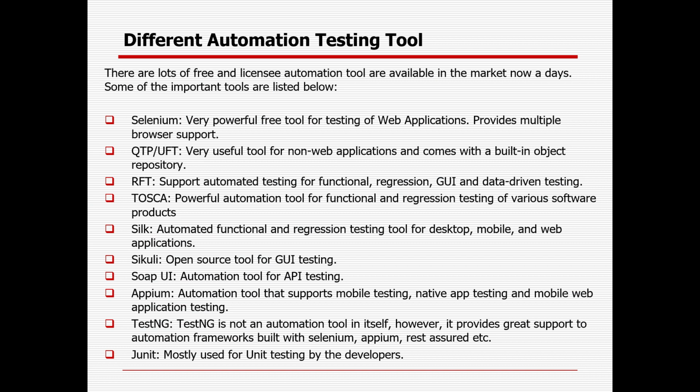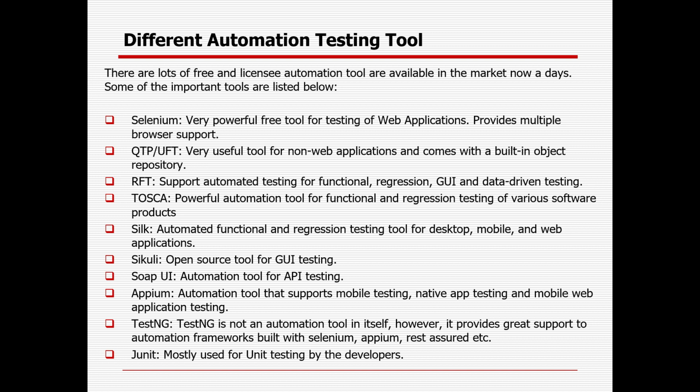There are a lot of tools available in the market. Few are licensed, few are free tools. Selenium, SOAP UI, Appium, TestNG, Gemini are different tools that are freely available. Selenium is a very powerful tool primarily for web-based testing, whereas QTP, RFT, Tosca, Silk are all primarily licensed tools.